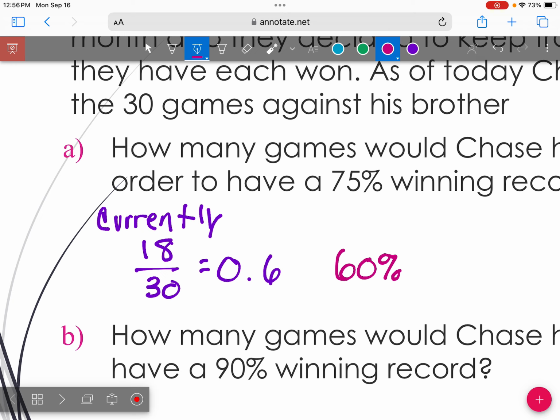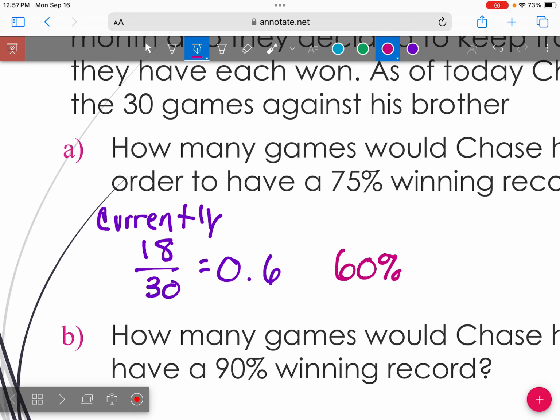Games to win. Well, this is an interesting thought. We're not going to be able to just multiply by 0.75, because if he starts winning and he wins games in a row, so let's say he wins 2 more games, how would we set up that fraction? If he wins 2 more games, he would have 20 wins out of how many games? 32 games. So if he wins 4 games, he'd be at 22 over 34.